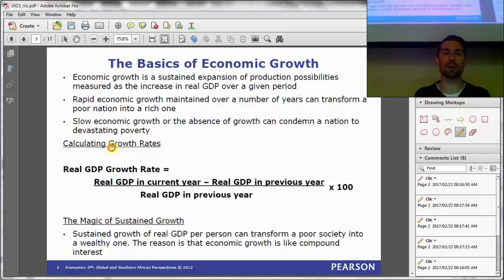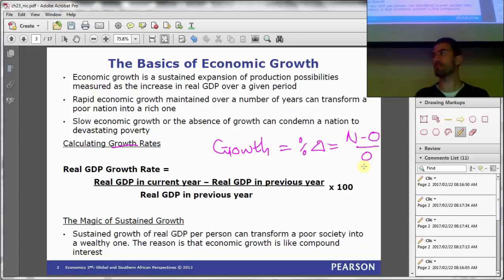What do we mean by growth? The growth rate is GDP in the current year minus the previous year, divided by the previous year. In other words, the growth equation is just a percentage change equation: new minus old over old. Calculating inflation: inflation is a growth rate in prices. GDP growth rate, any kind of growth rate, is just a percentage change with the same formula.